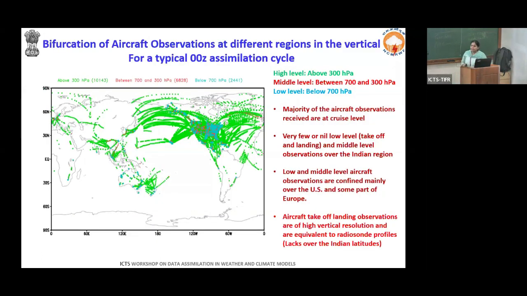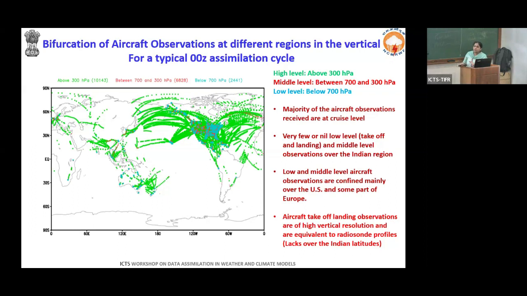And if you see the aircraft observations, they are confined to the upper levels. Why is it so? Most of the takeoff and landing data we are not getting. If we get the takeoff and landing data, these observations are similar to radiosonde, so much more information is there in that data. But those observations we are not getting through GTS. Mainly, most of the observations are confined above 300 hPa.